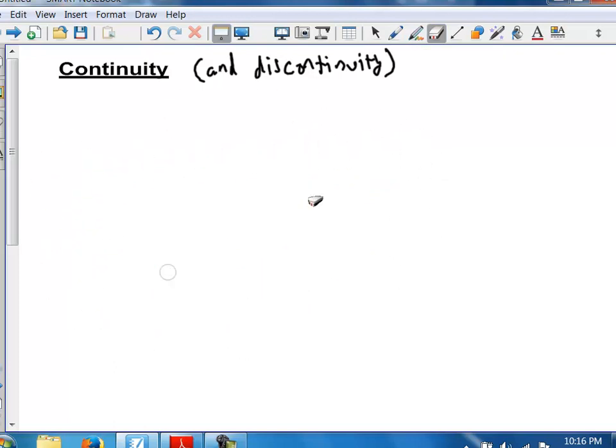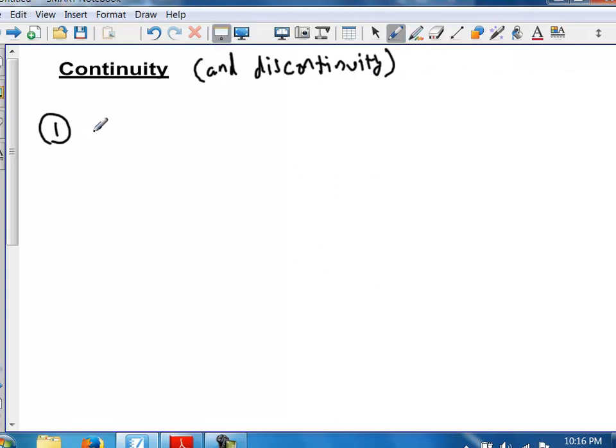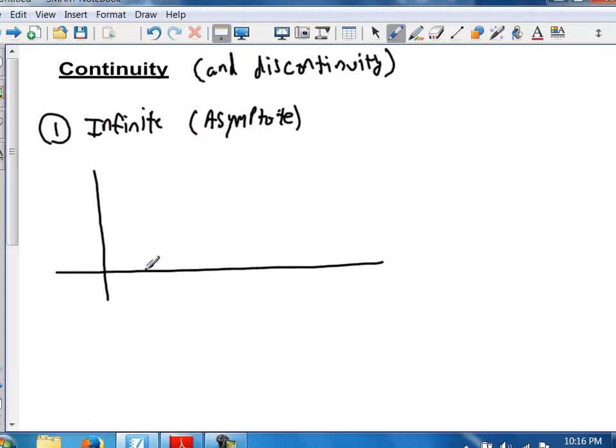But if we talk about the three types of discontinuities, the first we'll talk about is an infinite discontinuity, and this is an asymptote. This is something you've seen, of course. An asymptote is something you work with in pre-calc quite a bit. So if we were looking at this graphically, we'll just draw this curve right here.